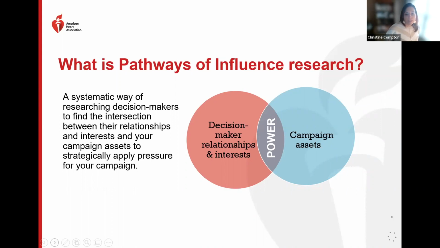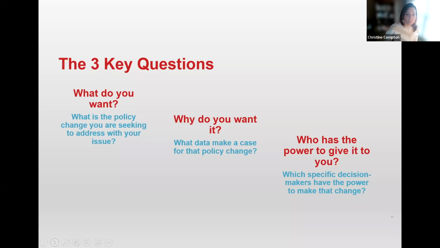So it's a multi-step research process. It was originally developed by Lori Frazina and Diane Pickles. And it was designed to uncover those key decision maker relationships and connection points. So you can begin to identify what they really care about, what decision makers find valuable to your campaign and what you find valuable, where those shared interests are, and then using this knowledge to create campaign strategies to strategically apply that pressure.